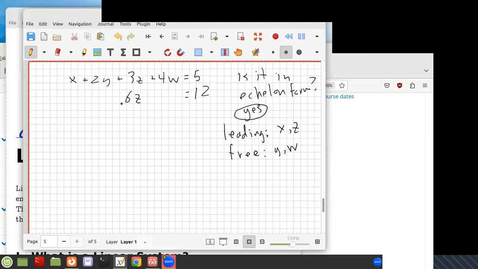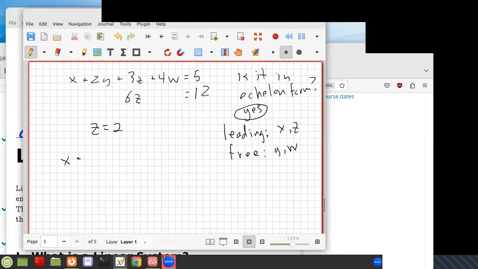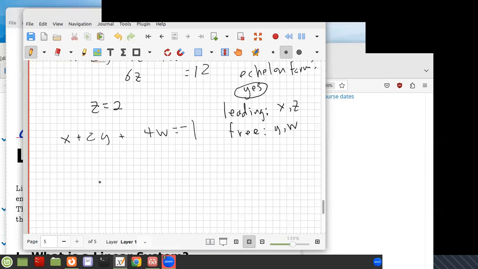Okay, so what we can do is we do back substitution, we start at the bottom, and we can see that the second equation is solved by Z equals 2, because 6 times 2 is 12. Then we can substitute that in there, we'll get 6 here, and we'll subtract 6 from both sides. So we'll get the equation X plus 2Y plus 4W equals -1.